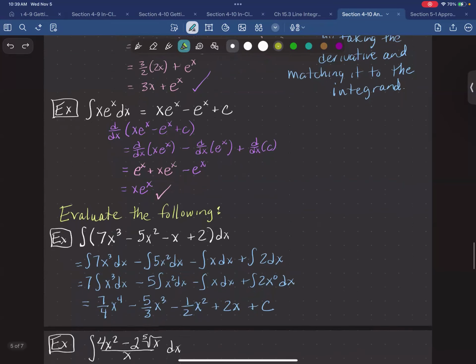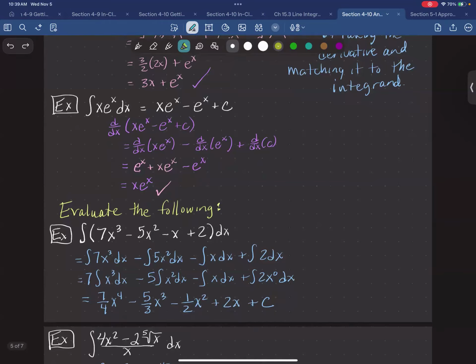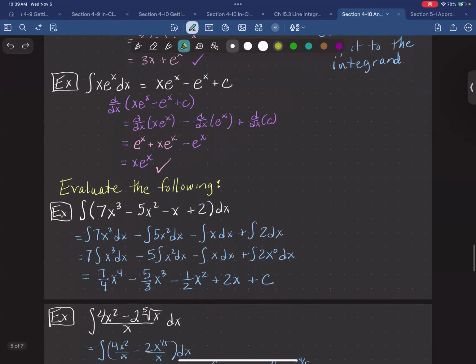All right, let's try another one. We're going to integrate. Our numerator is 4x squared minus 2 times the 5th root of x. The denominator is x. So, I recommend when you're trying to do this, split it up. You can never break up the denominator like that, but if the numerator's got a plus or a minus, we can split this up. Notice this now cleans up.